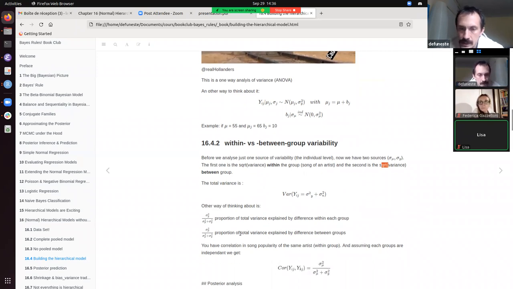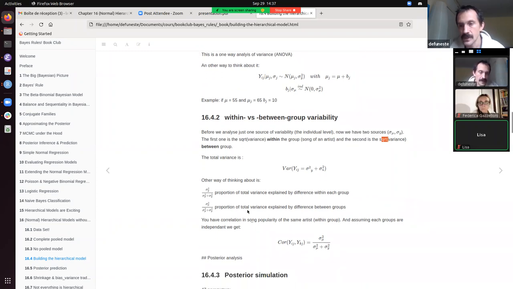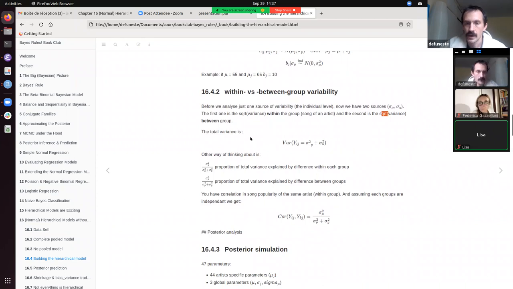Another way of thinking about it is that you can divide the variance within the group, for example the variance from song to song within an artist, by the sum of the two, within and between, and it will give you the proportion of the total variance explained by differences within each group. If instead in the numerator you use the variance between groups, you will have the proportion of the total variance explained by differences between groups. Okay? It's not new in statistics, but take some time; if you have trouble, do the exercise. You have a correlation in song popularity of the same artist. Okay.